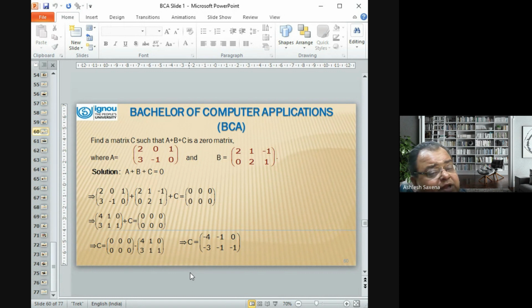The order of C is 2 by 3 because the order of A and B is 2 by 3. As the order of A and B is 2 by 3, the order of C will also be 2 by 3. Correct?